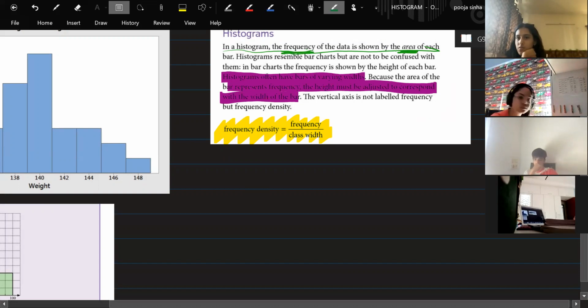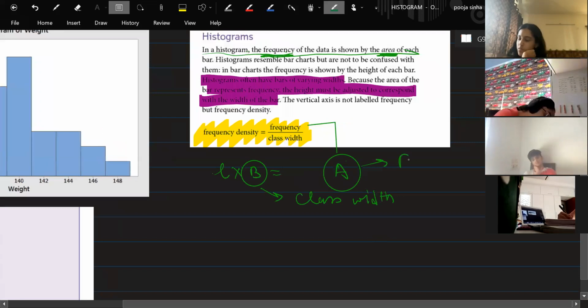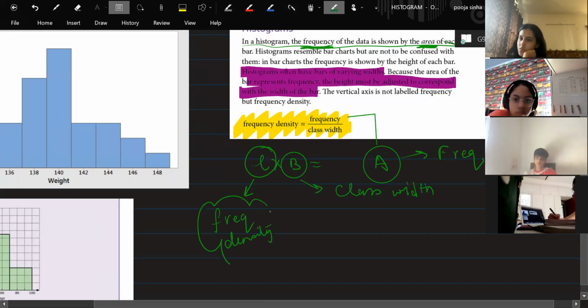Okay. So if corresponding to this is area, which means there must be some length into breadth to correspond to that area. That breadth is nothing but your class width. Area, as we mentioned earlier, is nothing but the frequency. And the length will be something called frequency density. I hope this much is clear.